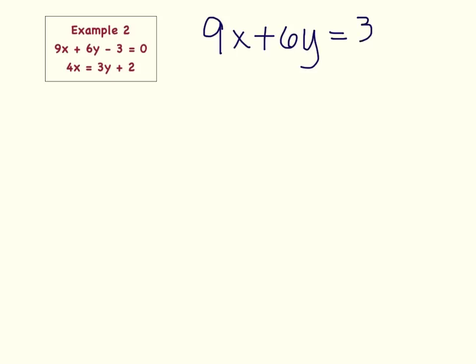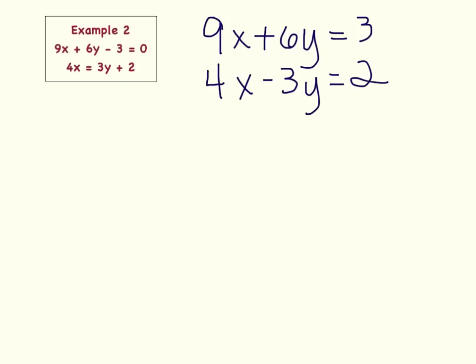Now in the second equation, we actually need to take 3y and subtract it from both sides, so that it's now on the left side of the equation. If we do that, then the second equation will also be in standard form. So let's do that now. I've got 4x, and if I subtract 3y from both sides, I would have minus 3y is equal to 2. So now I have both of my equations in standard form.